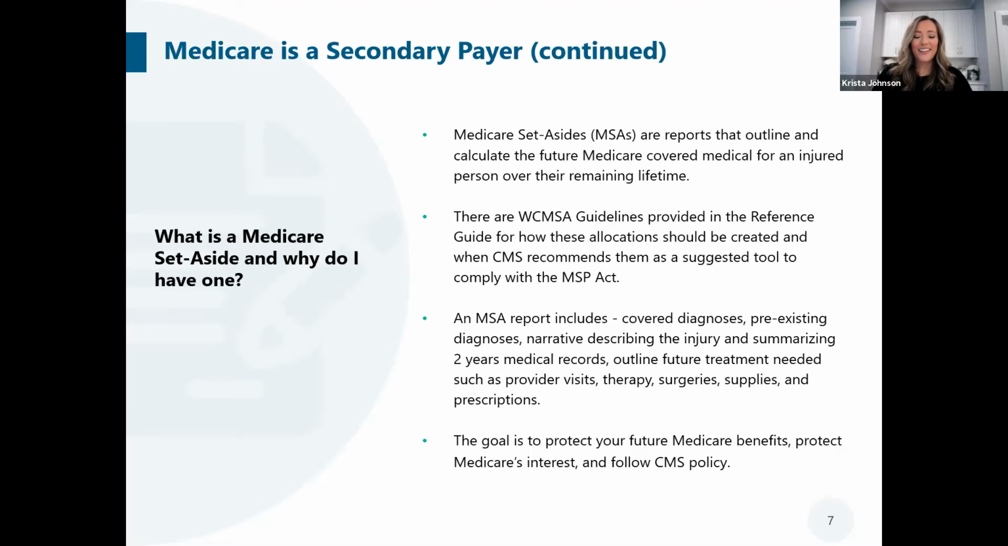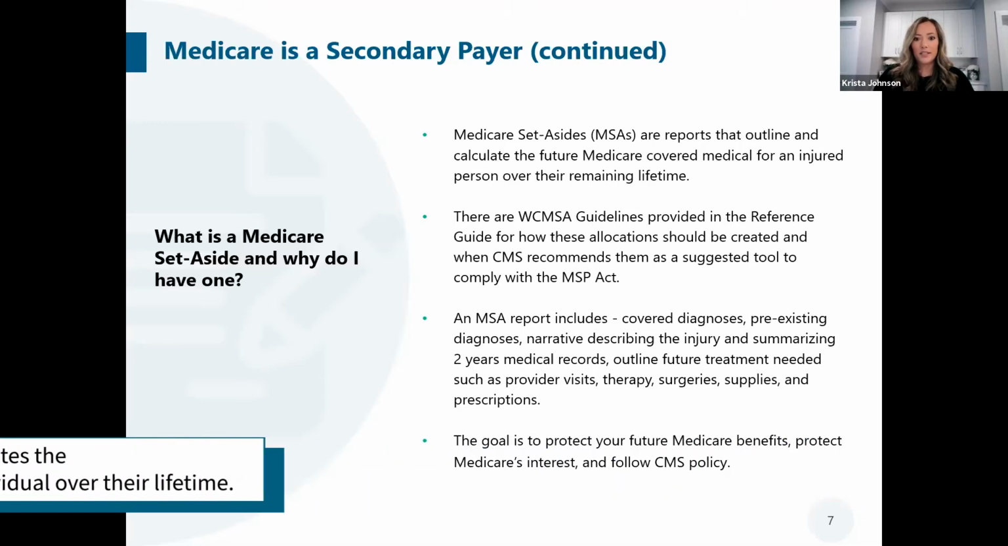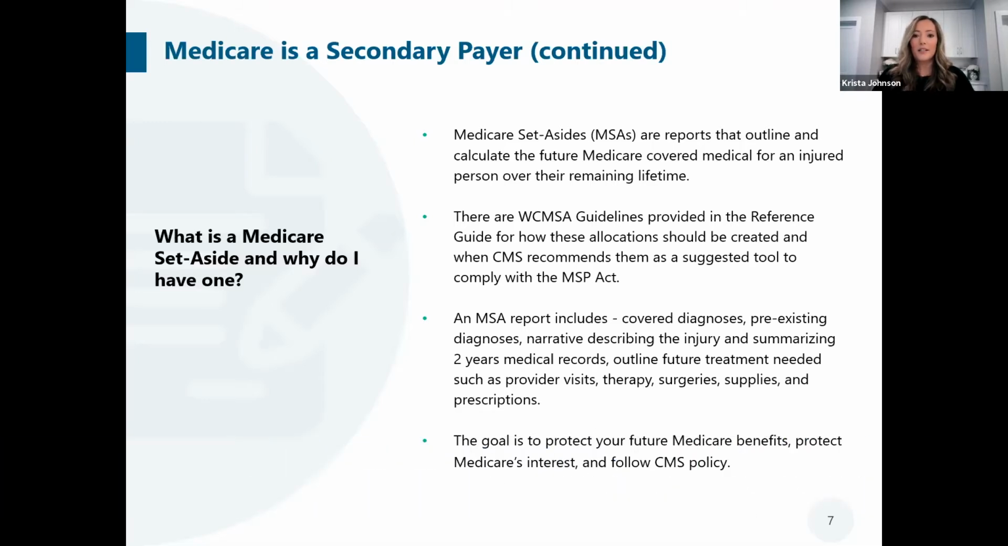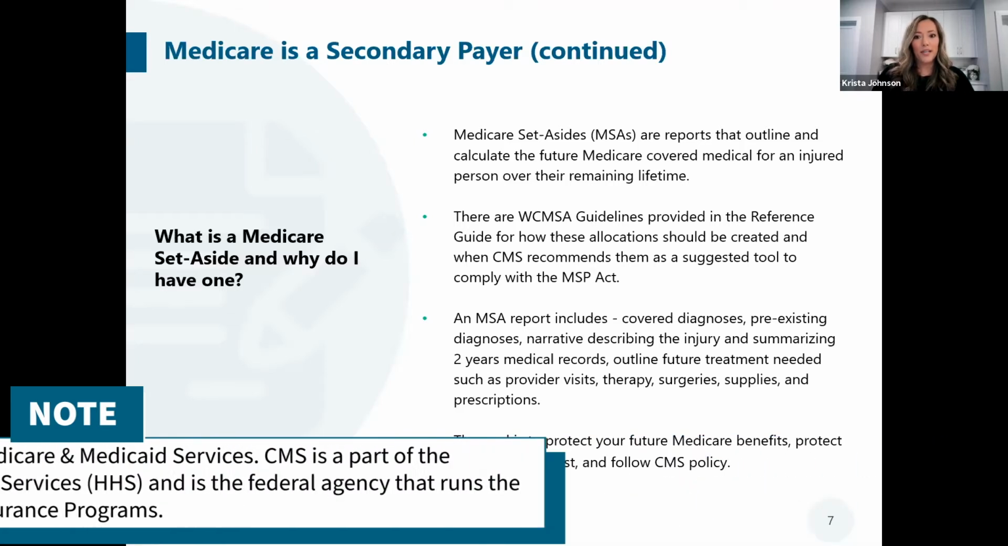So how does Medicare take their interest into consideration? That's by way of a Medicare Set Aside. So what is a Medicare Set Aside and why do I have one? Well, Medicare Set-Asides are reports that outline and calculate the future Medicare-covered medical for an injured person over their remaining lifetime. There is the Workers' Compensation MSA guidelines available in the reference guide for how these allocations should be created and when CMS recommends them as a suggested tool to comply with the MSP Act. We will go over that document in just a moment, but there is a standard process for CMS or the Centers for Medicare and Medicaid Services that they have outlined to provide guidance on how these MSAs should be allocated.